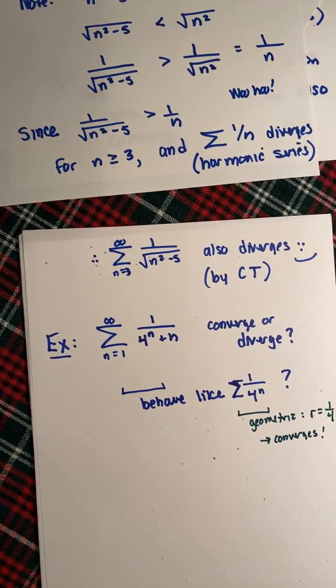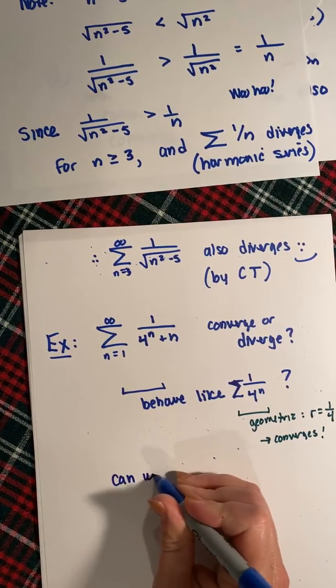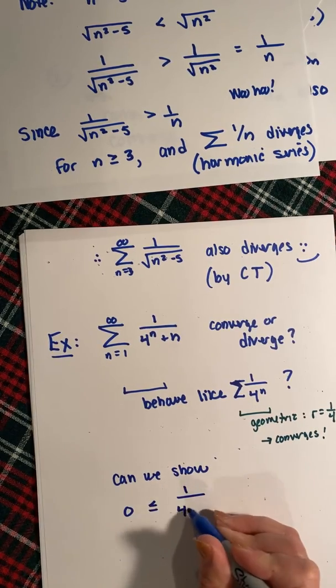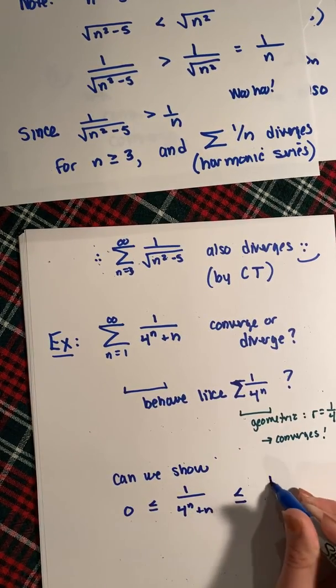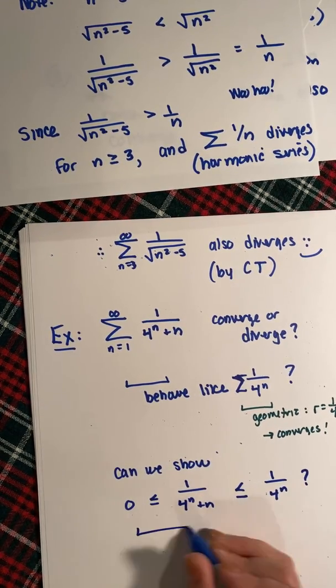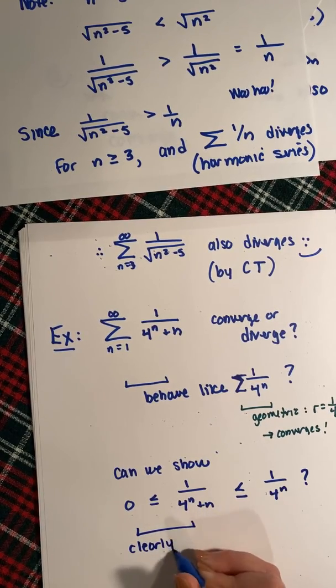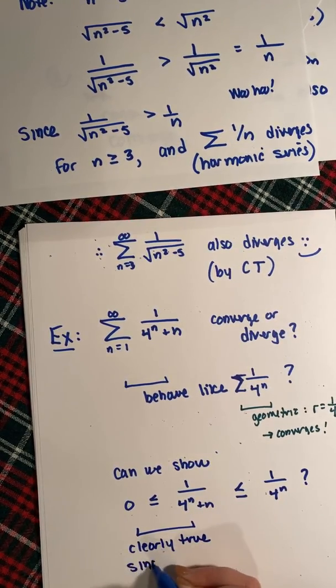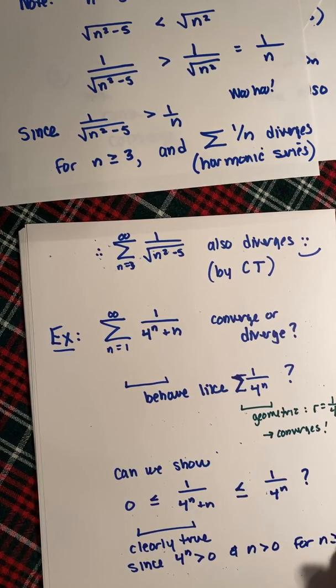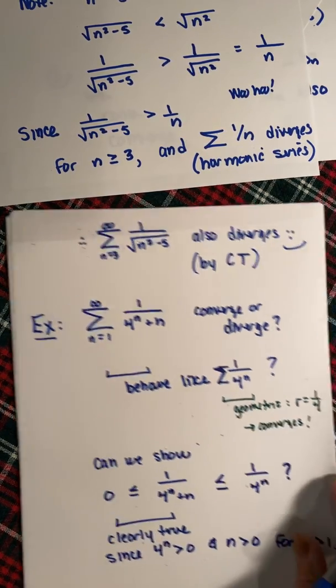So therefore, we have to somehow compare this to this. So can we show that this is true? Can we show that 1 over 4 to the n plus n is less than 1 over 4 to the n for all n? Well, clearly this is true, since 4 to the n is greater than 0, and n is greater than 0 for n greater than or equal to 1. So now we just have to show this relationship right here.